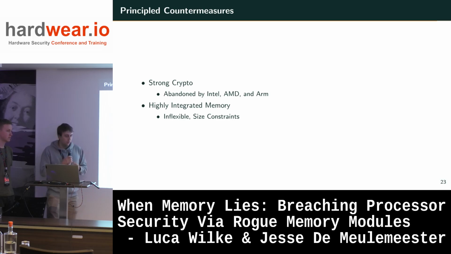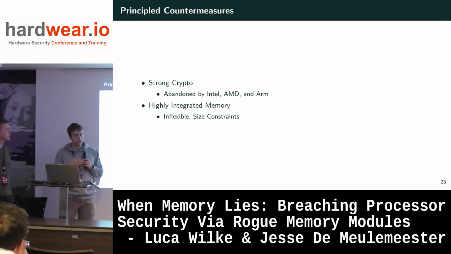Now, let's talk about more principled countermeasures than the ones currently implemented in these Intel and AMD systems. We saw before that they currently employ alias checking and ECC-based metadata, but to completely mitigate any kind of aliasing attacks, you would have to move to more principled approaches, such as moving back to these strong memory encryption engines, such as the original SGX had, where you have both integrity and freshness again. But these seem to be abandoned by Intel, AMD, and ARM because of the overhead and size limitations that these come with. You could also try to integrate your memory into a single package, but of course for server systems this doesn't seem very likely.